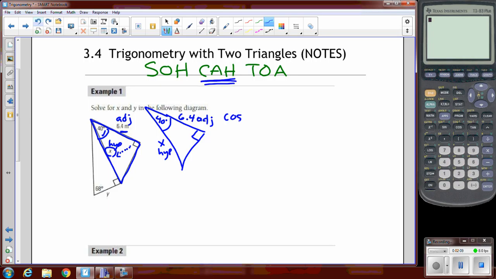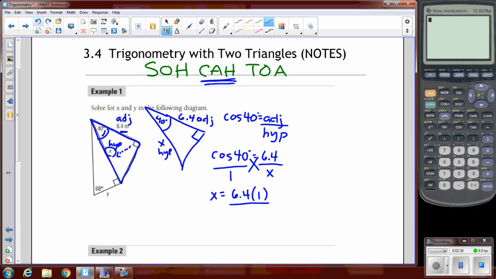So we're going to say the cosine of 40 degrees is adjacent over hypotenuse. The adjacent side is 6.4, and my hypotenuse is x. Now this is where we started to say, let's put this over 1, and we're going to cross multiply. So x would equal the line that has two numbers on it, so 6.4 multiplied by the 1, divided by cos of 40. So again, your knowledge of cross multiplying here is going to be key.